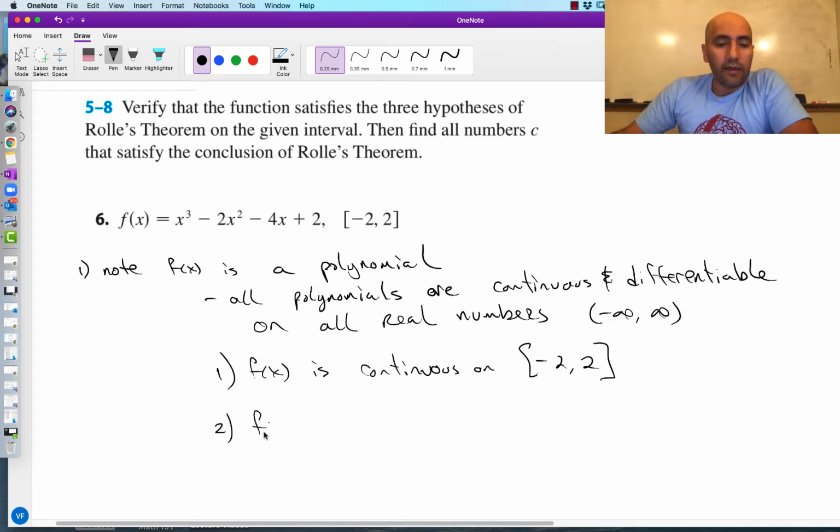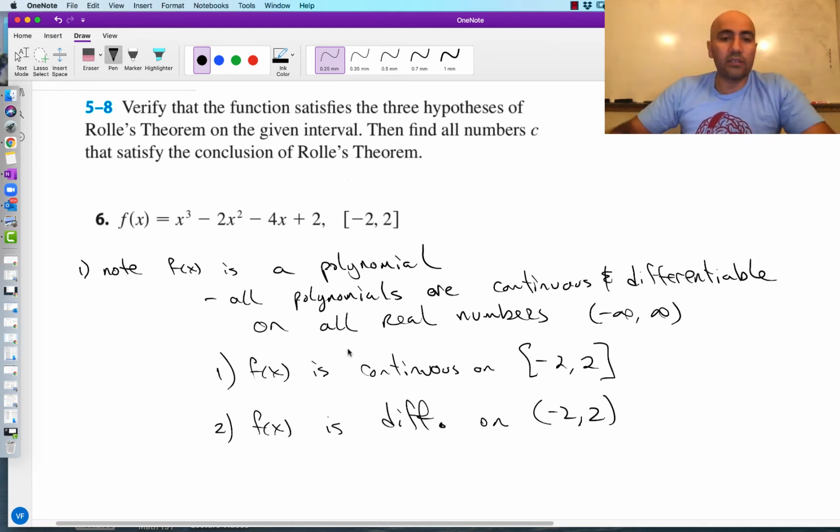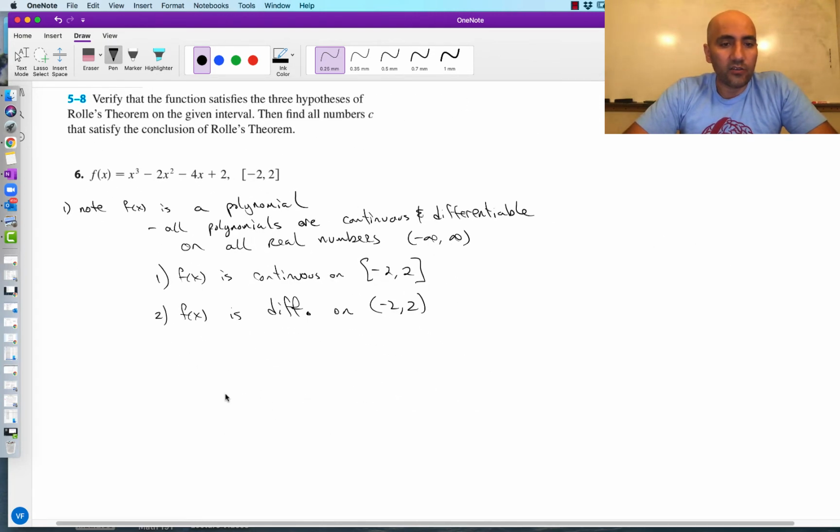Part 2, f of x is differentiable on the interval from -2 to 2. Well, again, it's a polynomial, and polynomials are continuous and differentiable everywhere. Okay, part 3, that takes a little bit more work. We need to confirm that the outputs are the same, so we're going to have to evaluate this polynomial at both of these values. Let me make some space over here.